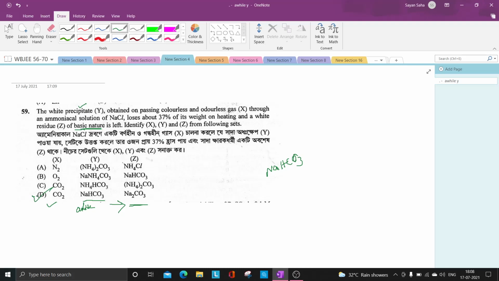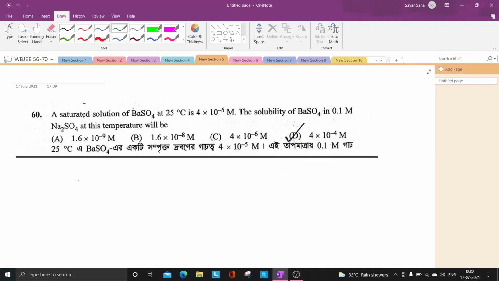So the answer will be D. Okay. So number 59's answer will be D. See the question and match your answer. Now come to the next question.